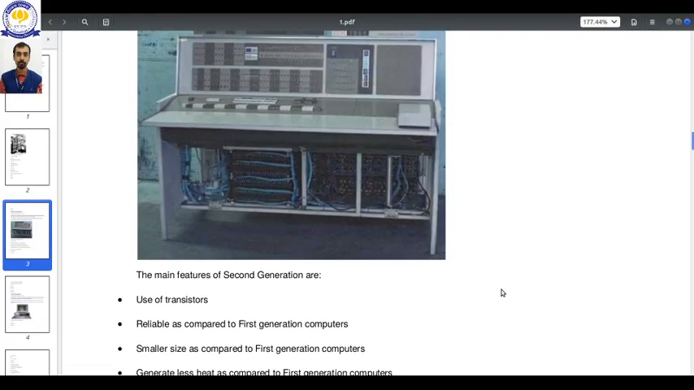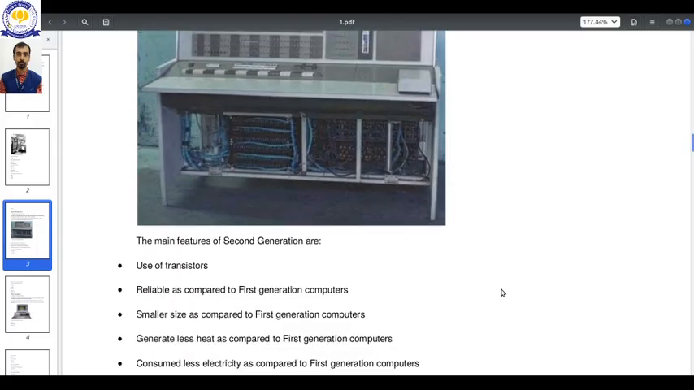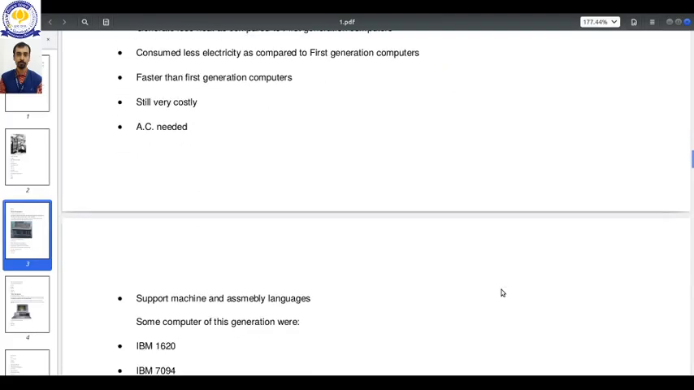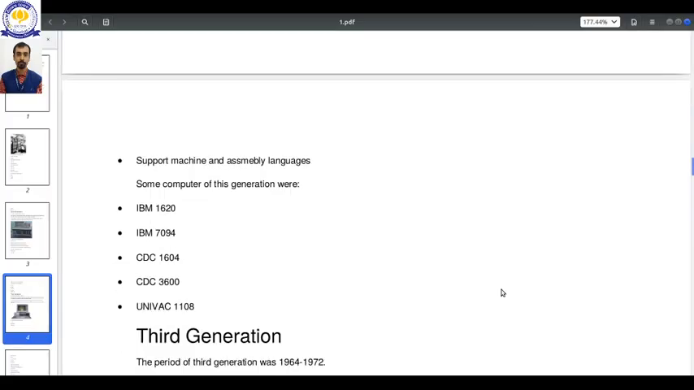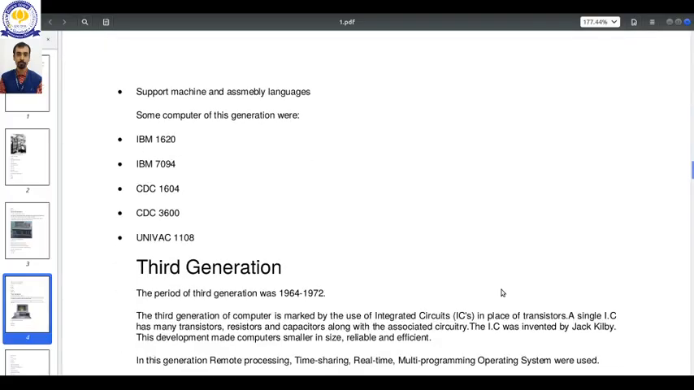AC is required in computers because you observe your laptops, your mobile, they get heated. So to minimize that heat and to protect from damage, AC is a must when you use computers. Still now, use of AC is required. They support machine and assembly languages, and some computers are IBM, CDC, Univac.